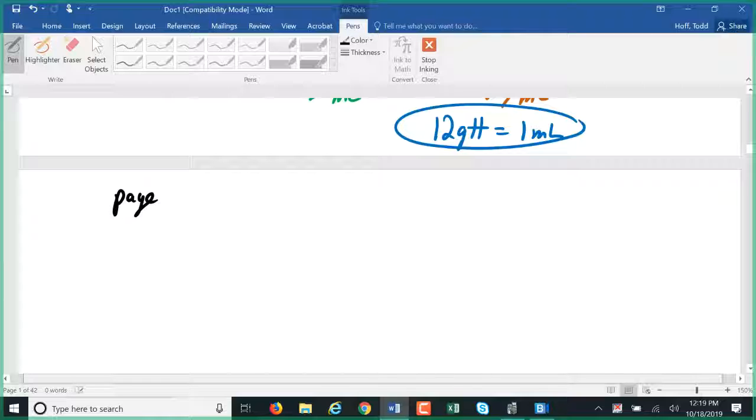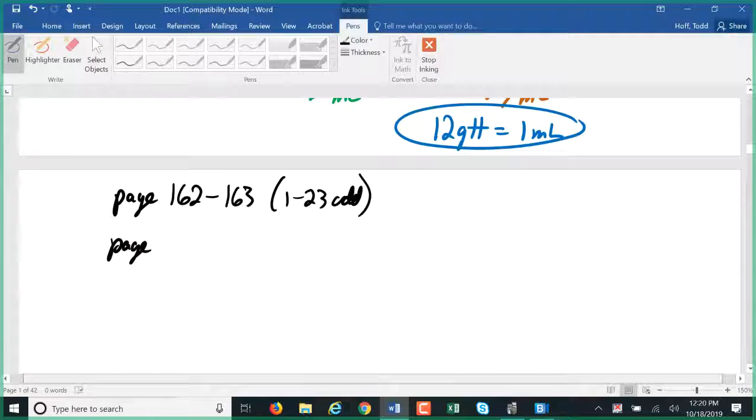Homework, a little less of it tonight. Page 162 through 163, 1 through 23, the odds. That's using the dosage calculation formula along with some of the other strategies. If the book says to use the dosage calculation formula and you prefer to use a different method, please feel free to. Or if it tells you to use proportion and you prefer a different method. Obviously, I'm a fan of dimensional analysis, but you don't have to use that method just to make me happy.